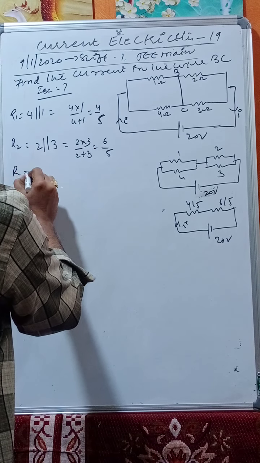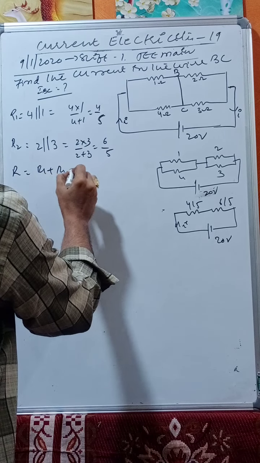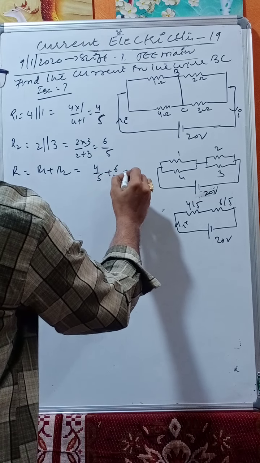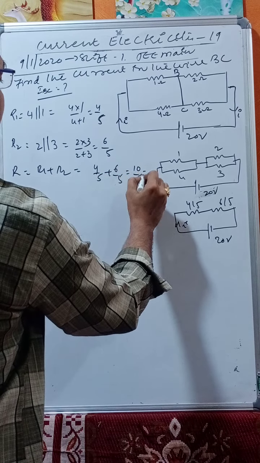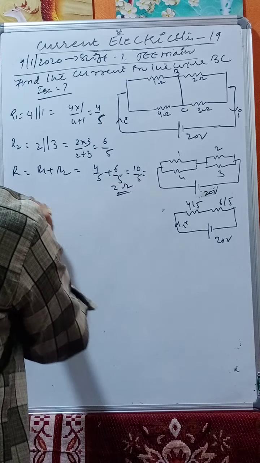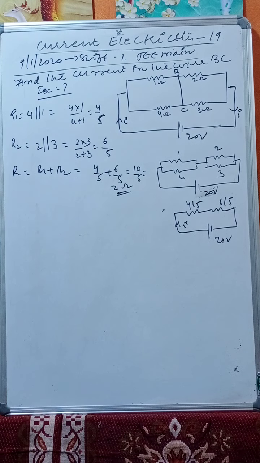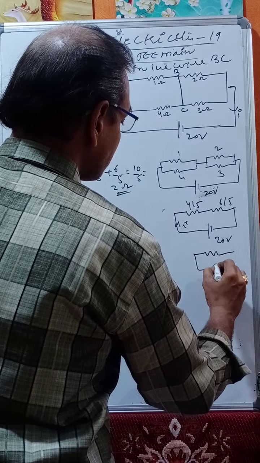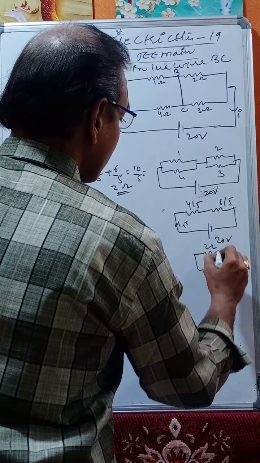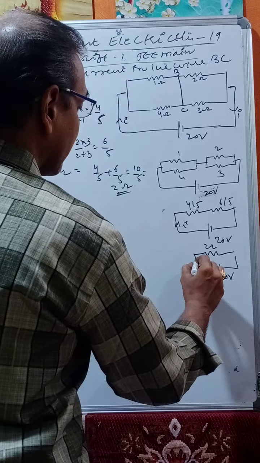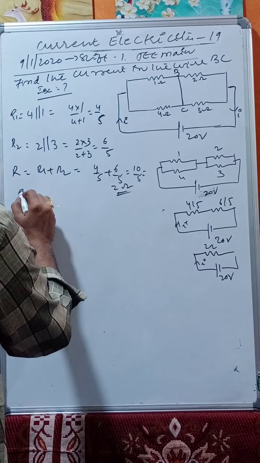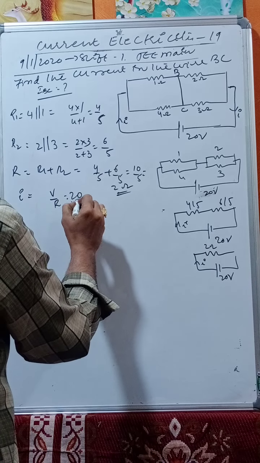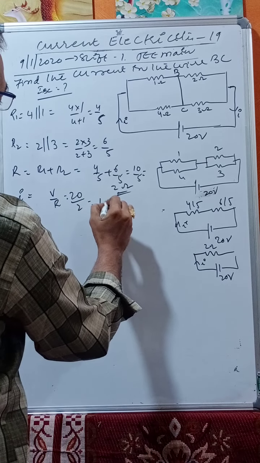Now what is R? R is equal to R1 plus R2, that is 4 by 5 plus 6 by 5, that is 10 by 5, that is 2 ohms. Therefore R effective is 2 ohms, with 20 volts and current I. Now what is the current I? I is equal to V by R, that is 20 by 2, that is 10 amps.